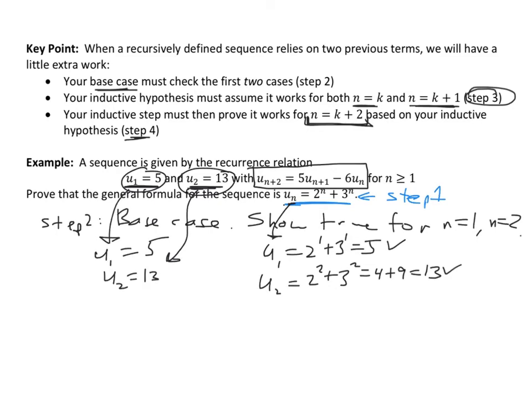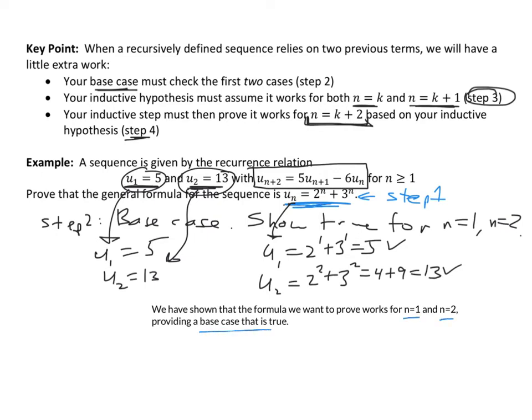Remember, at the end of the base case, we want to write a short statement about what we've shown and where we are at the moment. I mixed up my language here just a little bit, not in a bad way, I just changed it up. What I did here is I showed that the formula we wanted to prove, this formula right up here, works for n equals 1 and n equals 2, and that provides us a base case that's true. That's effectively what we need to do here.